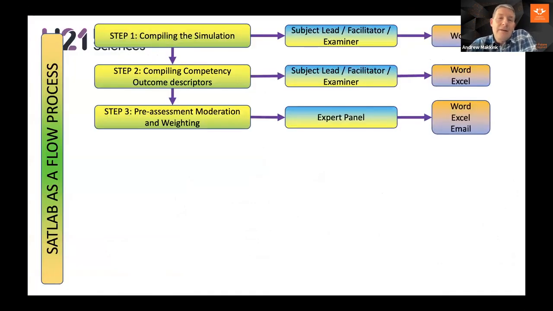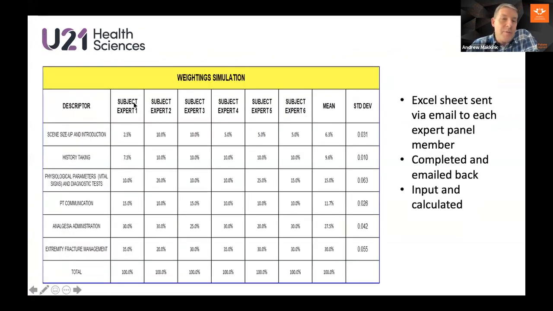Once those are done, it gets sent out for pre-assessment, moderation, and weighting, and these are members of our expert panel, and this is done by Word, Excel, and email. What happens is, if you look at subject expert 1, each person decides on a percentage for each of the competency outcome descriptors. And you would see here in a fracture, you would assume that the two most important things are analgesia and extremity fracture management. And if you look at the mean, those are the two heavily weighted sections. This is emailed to the panel members, they complete it and they email it back, and then it's input and calculated by the examiner.